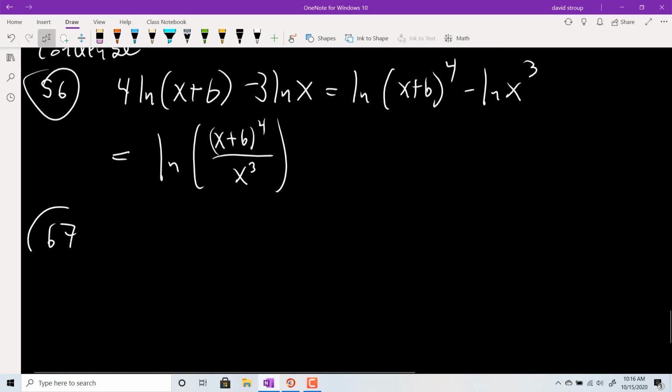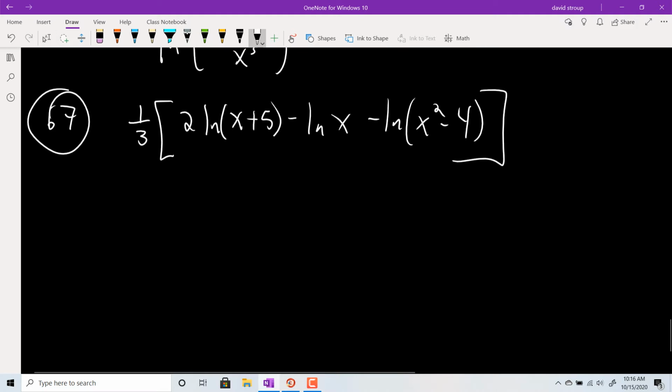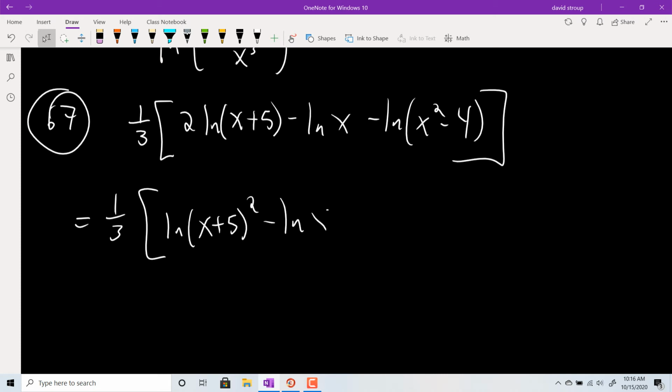Let's try another one, a harder one, 67: 1/3 times 2 ln of x plus 5 minus ln x minus ln of x squared minus 4. Okay, so there's more than one way to do this one. The way I usually do it is to do the stuff inside parentheses first, just like order of operations. So inside the parentheses, I can do a power rule. I've got to do a power rule first on that first guy, ln of x plus 5 squared minus, and I just do one thing at a time, minus ln of x squared minus 4.